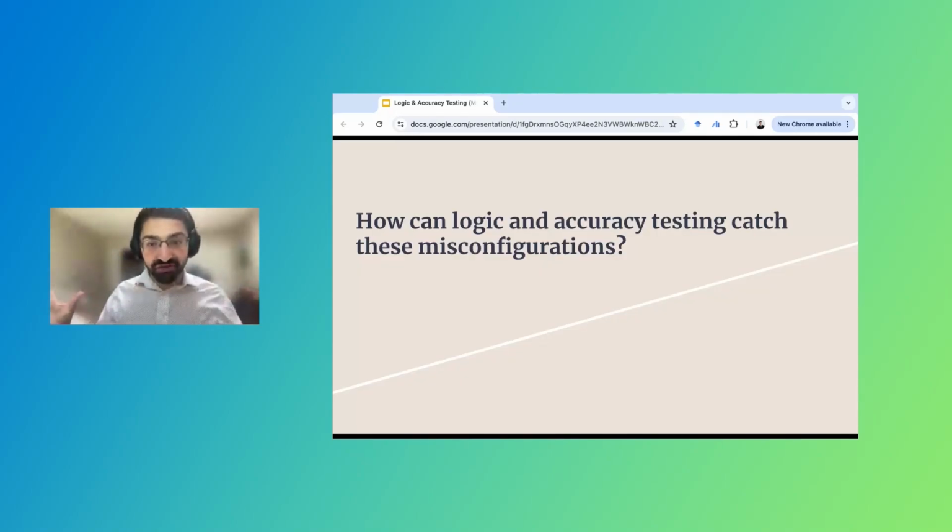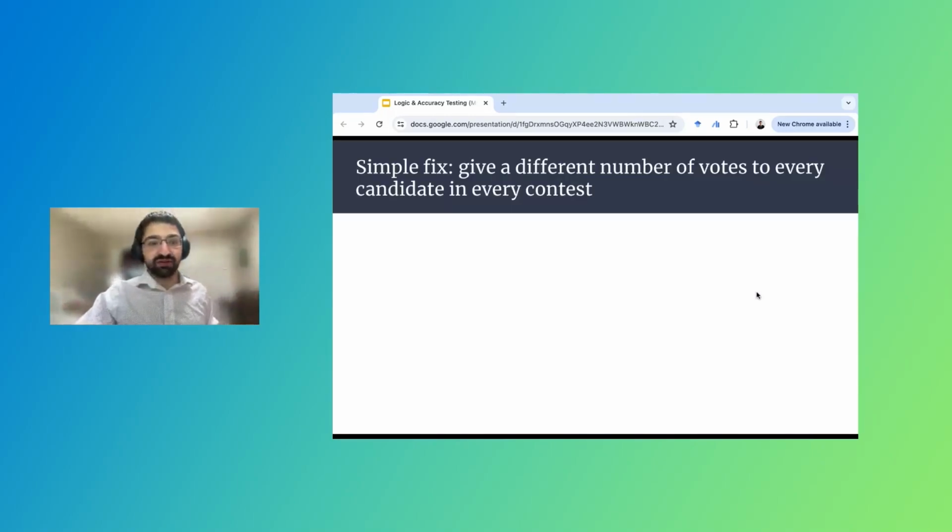So, given all of this, we face our question here, which is, can we modify LNA testing? Can we use it somehow to catch these types of misconfigurations, namely those that could swap candidates not only within contests, but also across? So as our first attempt at answering this, I want to show an idea that would work, but the idea is a really bad one. And I'll explain why in a bit.